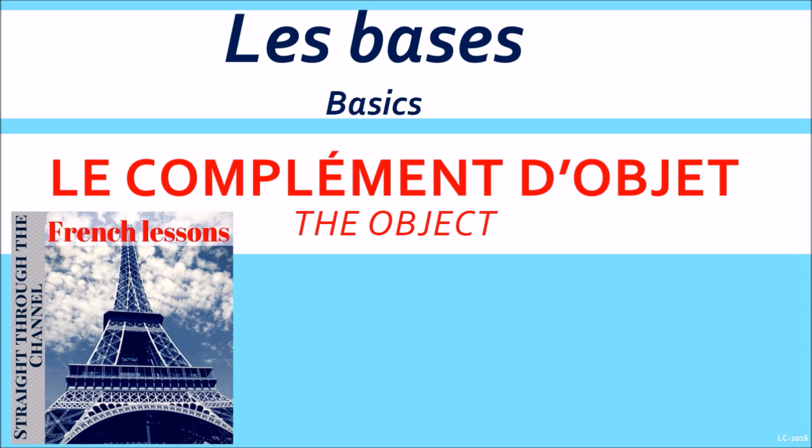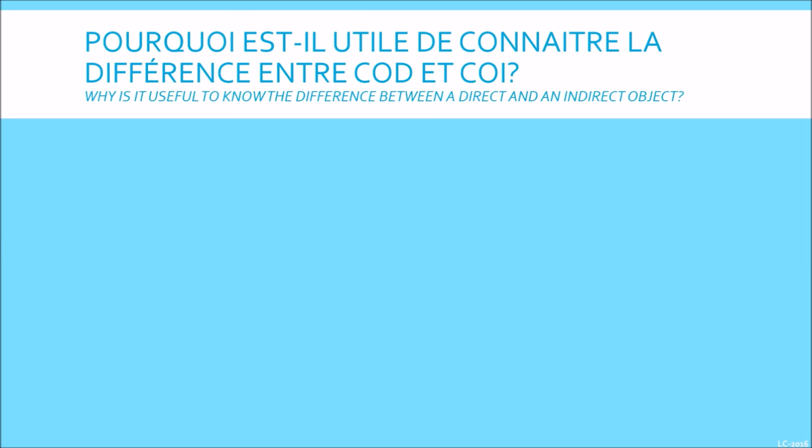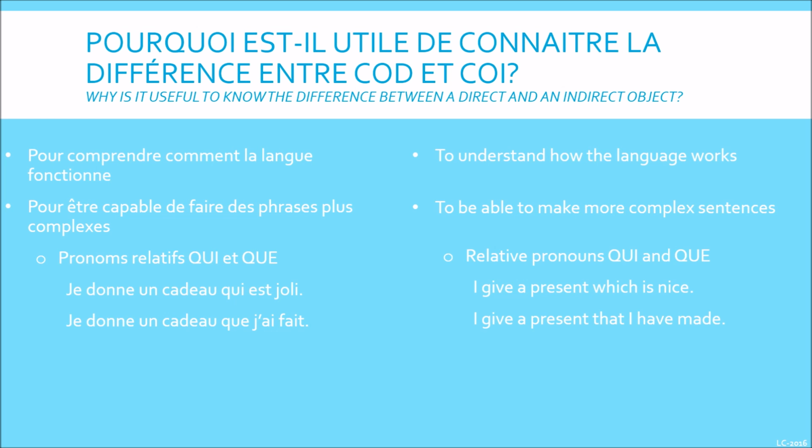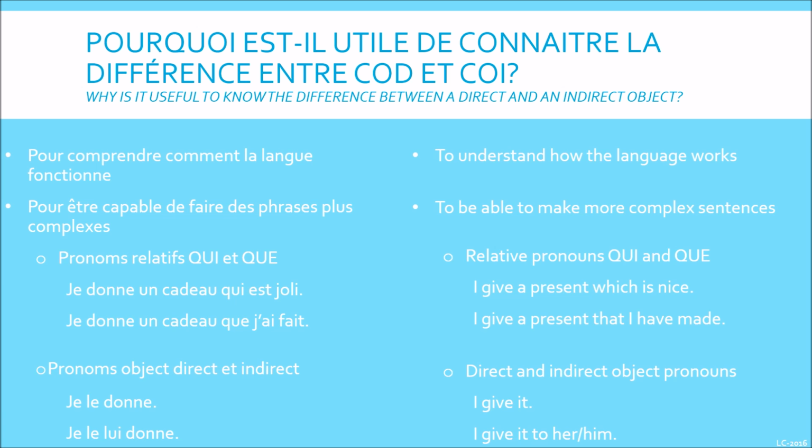Today we are going to talk about the object, le complément d'objet. It is very useful to know the difference between a direct and an indirect object. First, to understand how the language works, but also to be able to make more complex sentences in French. For example, using relative pronouns or direct and indirect object pronouns.